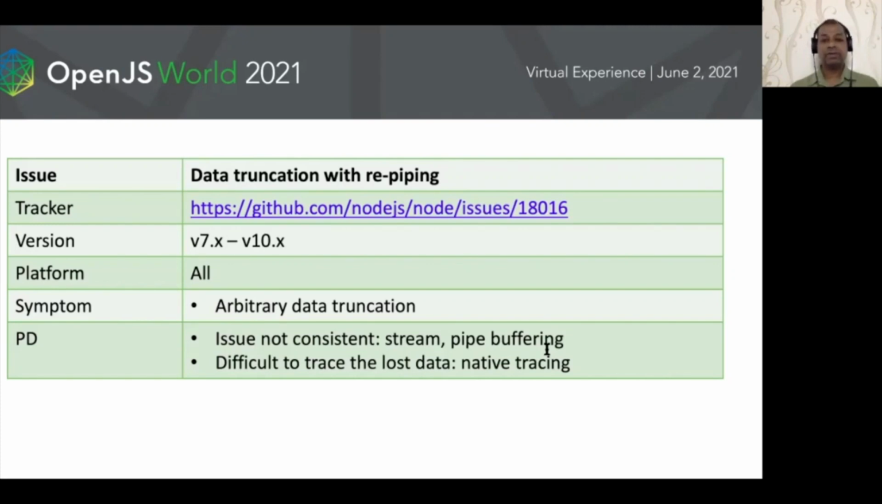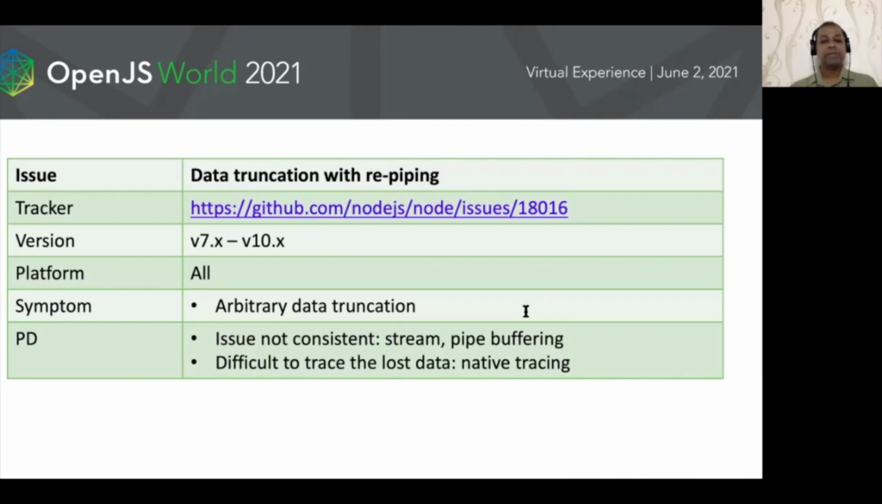Now, coming back to the problem context, what was happening is when two child processes were engaged in communication by repiping the standard streams. For example, one of the child process output streams was piped into the other child process input stream, so that whenever the child process is writing, the data should flow into the second child process. So that was the understanding, that was the design. But unfortunately, the data was getting lost in an arbitrary manner.